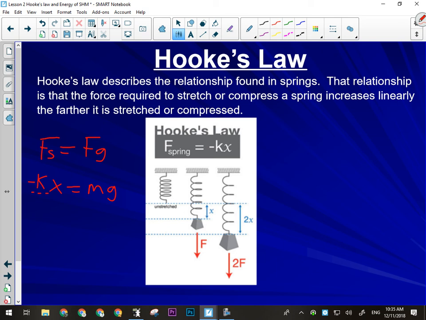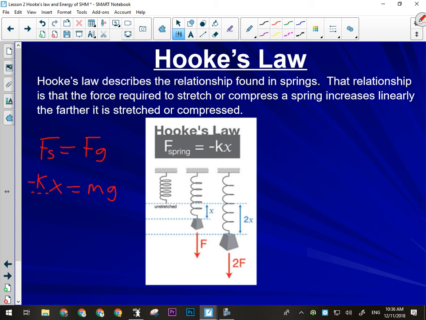So he discovered then that the force in the spring was the spring constant times the displacement of the spring. Now, why do I have this negative on here? I have gravity on one side, but I have a negative on my spring force. It's pulling up. The spring always pulls in the opposite direction that it's displaced. That's why the negative sign has to be there.